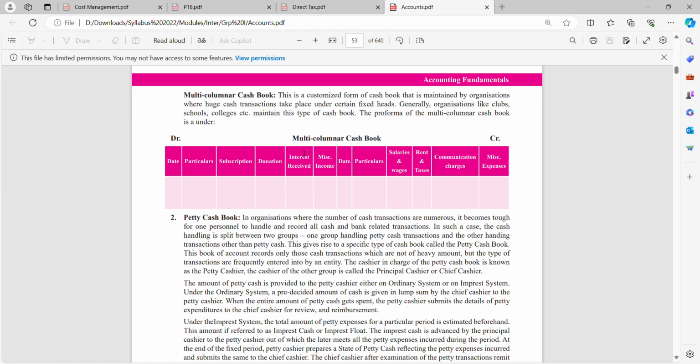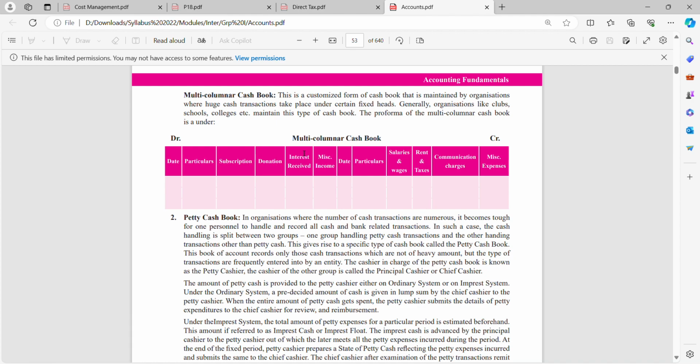This book of account records only those cash transactions which are not of heavy amount, but the type of transactions which are frequently entered into the entity. The cashier in charge of petty cash book is known as petty cashier, and the cashier of the other group is called principal cashier or chief cashier. So we have petty cash book and other cash book. The person who maintains petty cash book is known as petty cashier. He is the one who is in charge for all small amounts which are incurred frequently in the organization, and heavy cash transactions are entered by chief cashier or principal cashier, who records all cash transactions in books other than petty cash book.